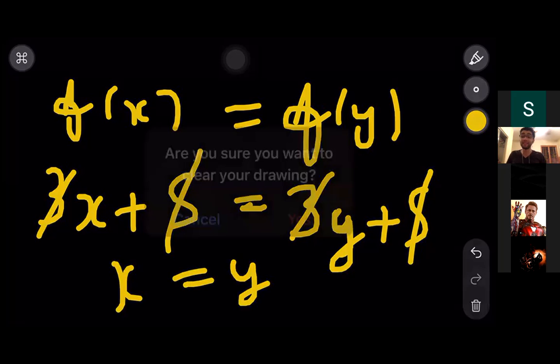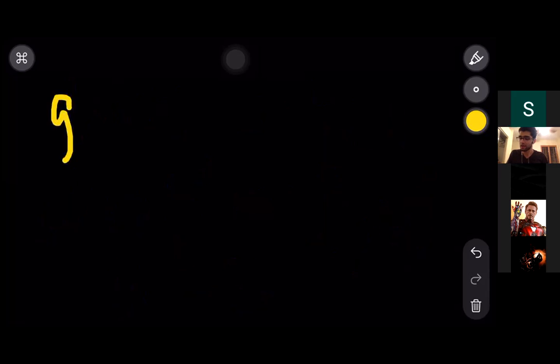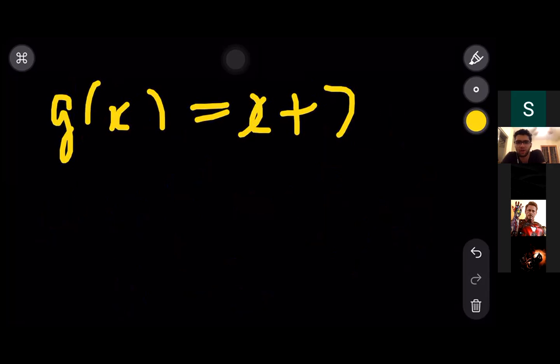Now let us investigate the other function, g of x, which was a lot simpler. It was just x plus 7. Again, we want to check if this is a function. It looks fine because you're adding 7 to a number. Addition is a well-defined operation. You will not have two different answers when you add 7 to a number.